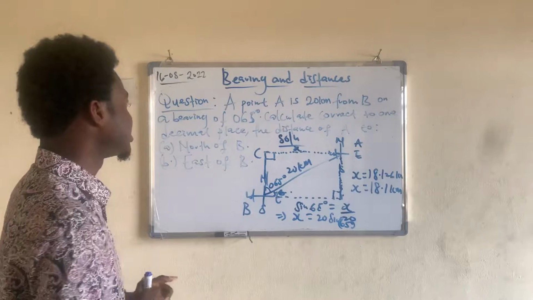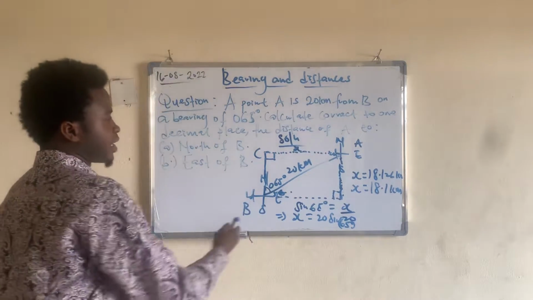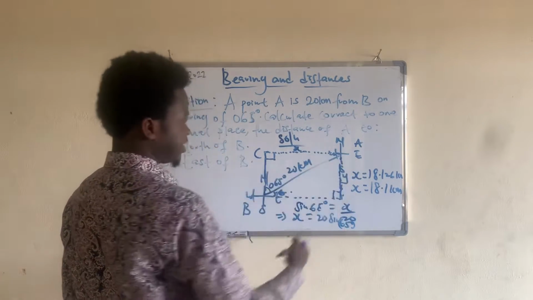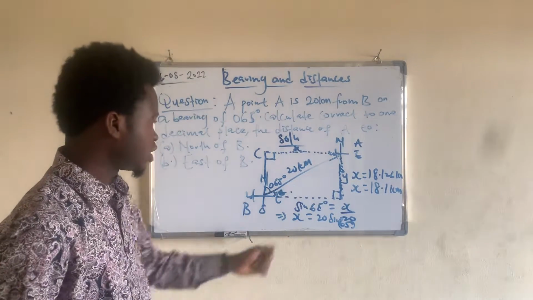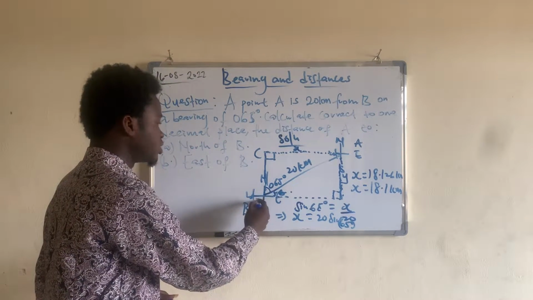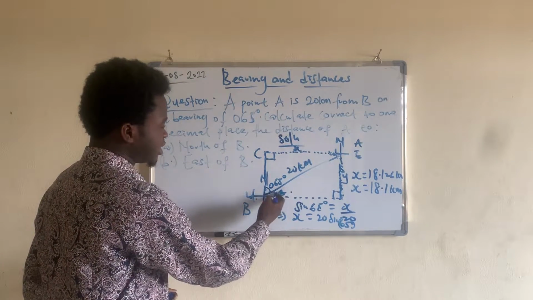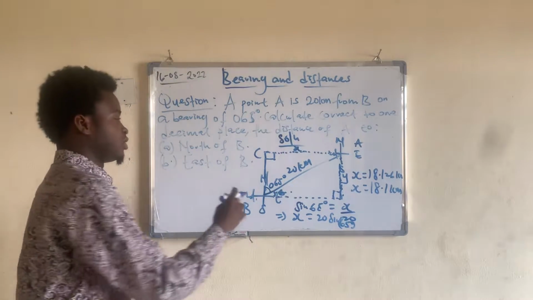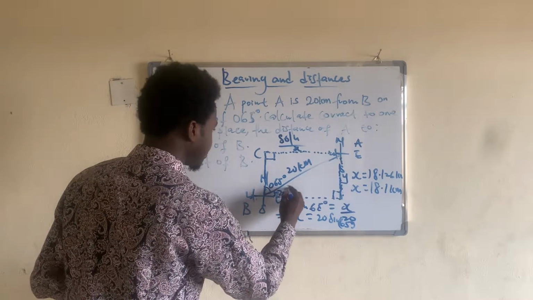Now we want to obtain the distance of A east of B. To look for this portion here, I can name it Y. This side length here, I can name it Y. Before we can obtain that, we need to get this angle. We already know that each of these quadrants holds 90 degrees. So to get this theta, it will be 90 minus 65, which gives us 25 degrees.